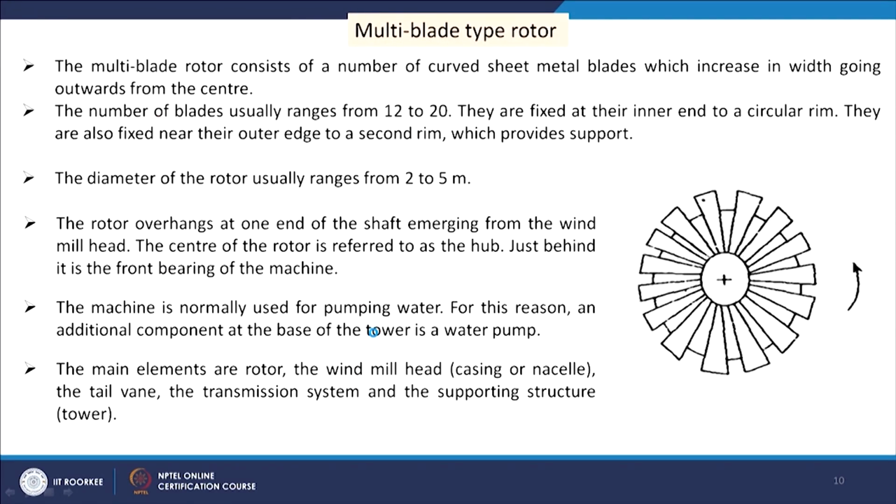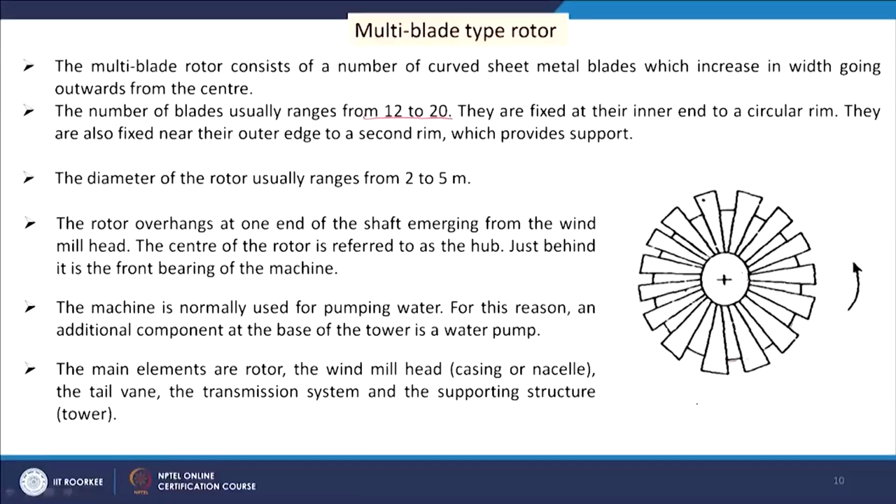This is one example of a multi-blade type rotor. This is our rotor hub and the blades are connected here. Around 12 to 20 blades are attached to the hub, and the other part is connected with a circular rim. The blade width also increases as we go outside. This is the structure of the multi-blade type rotor, and this rotor was previously used in ancient mills, which were used for pumping purposes.